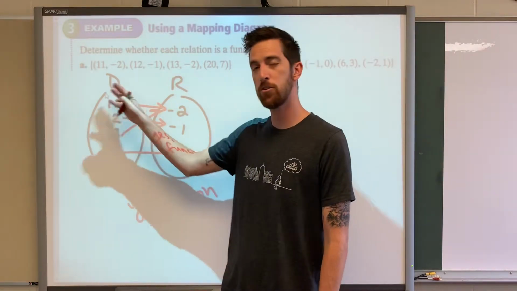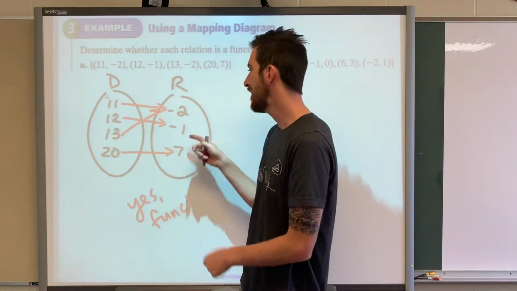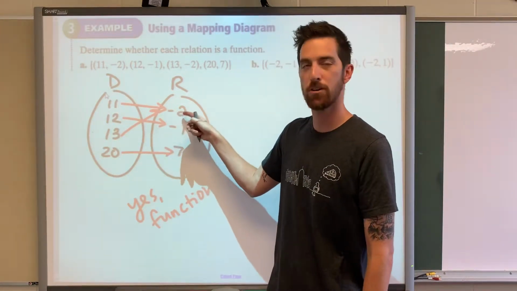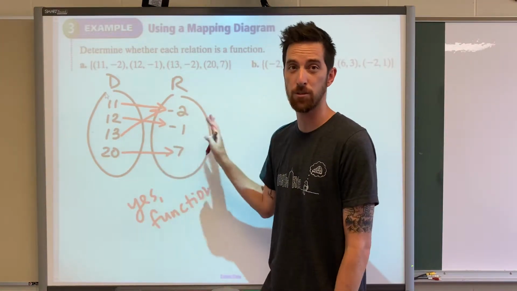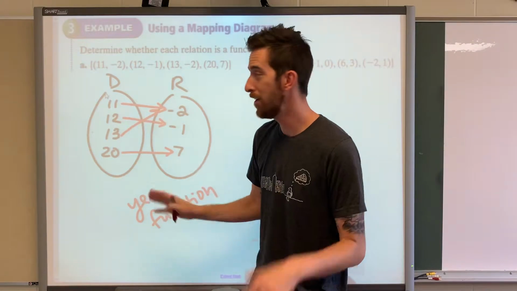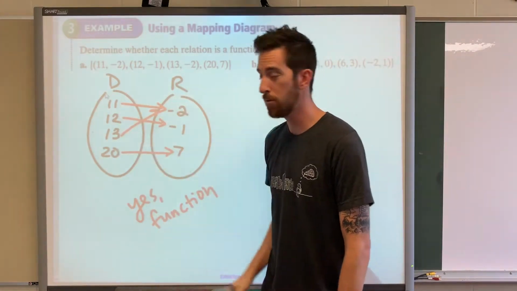So again, look for 2 arrows coming off of the domain. It doesn't matter that 2 numbers go to -2 in the range. That's fine. You could have every arrow coming to 1 number in the range. Doesn't matter. Look at the domains. Those are the important ones.